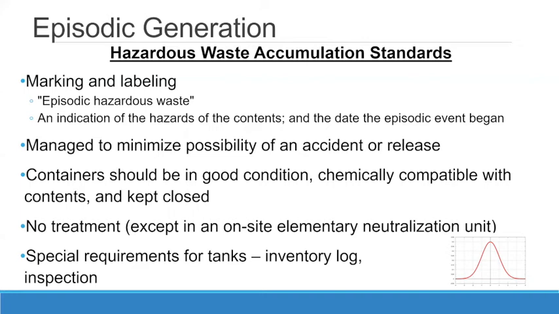In addition, the generator needs to manifest the hazardous waste. So as a VSQG, you have the option of manifesting waste off-site. But if you have an episodic event, then you must manifest the hazardous waste off-site, which is one of the reasons why you need to have an EPID number, because an EPID number is one of the required pieces of information on a manifest. And then, as we talked about earlier, you have 60 days to get the hazardous waste off-site from the start of the episodic event. Next slide, please.